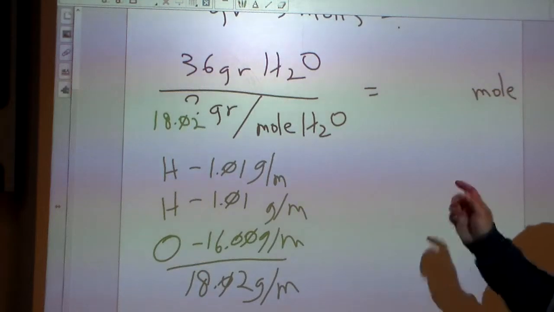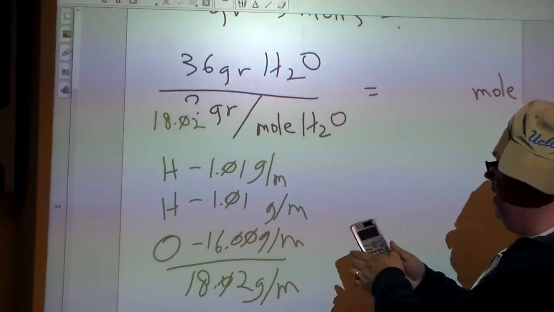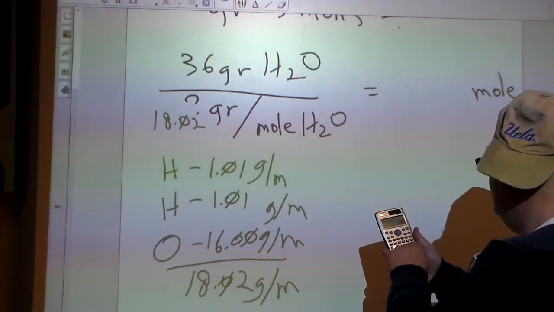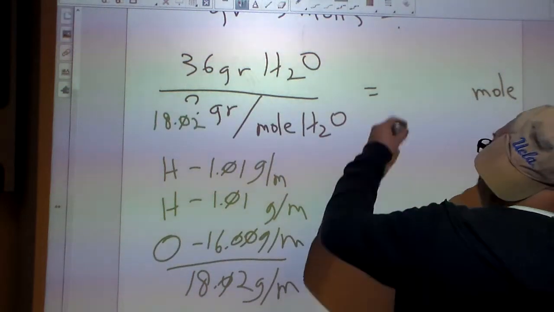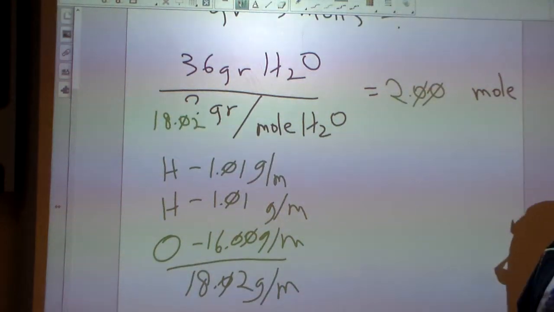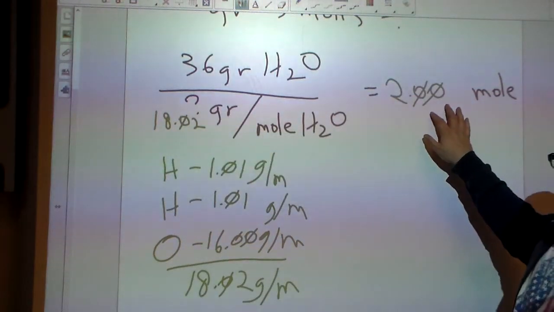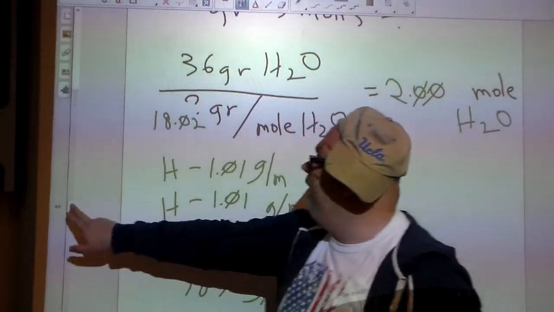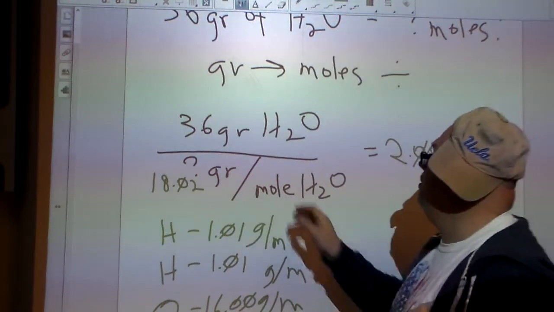So when we look at it, we've got 36 grams of water. Okay, so 36 divided by 18.02, and we get 1.9977. Okay, well, they're going to round it up, so we're going to say 2 moles. 2.0 moles. So that's how we went from 36 grams of water to how many moles of water we have, because we went from grams to moles, and from grams to moles, you're going to divide. That's how you're going to do this.